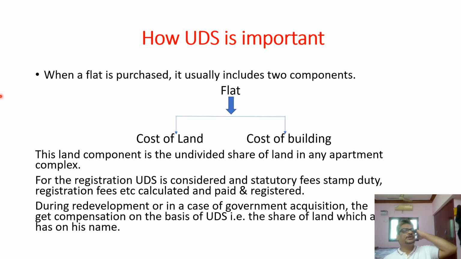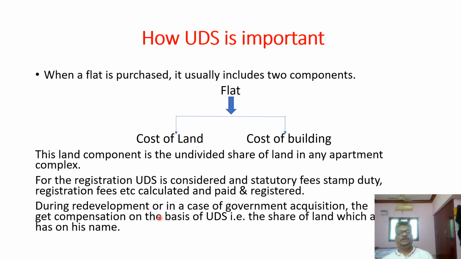So how is UDS important? When a flat is purchased, it includes two components: the cost of land and the cost of building. The land component is the UDS, the undivided share of land. For registration, UDS is considered, and based on this UDS area, the statutory fees like stamp duty and registration fee are calculated, paid and registered. That is why the UDS is important here.